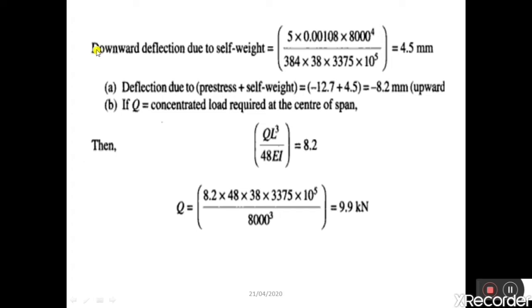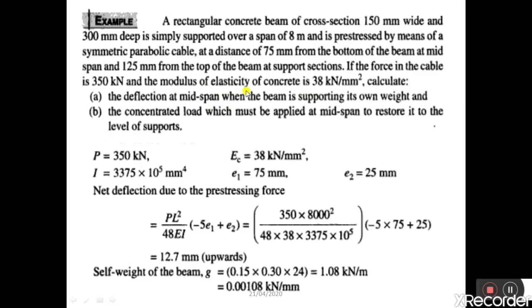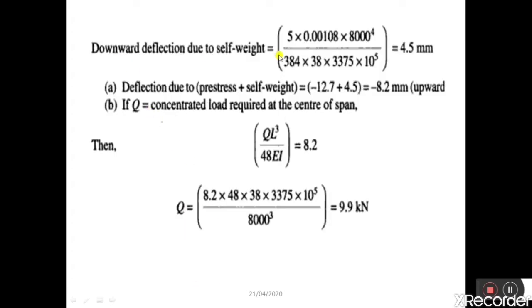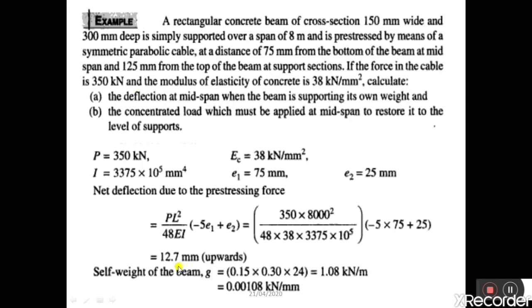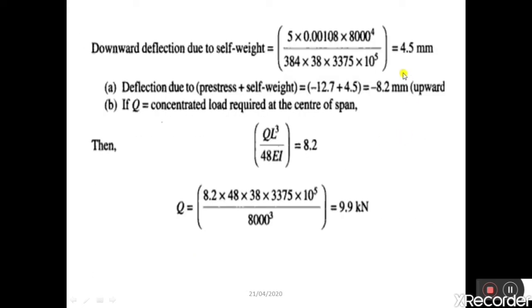So let us consider the first condition, deflection due to pre-stress plus self weight. So deflection due to pre-stress, we have calculated here by using this equation, it is 12.7, and deflection due to self weight, we have an equation for this. So deflection due to self weight is equal to 4.5. So summation of this 12.7 and 4.5 gives us deflection due to pre-stress plus self weight. So minus 12.7 plus 4.5, which is equal to minus 8.2.